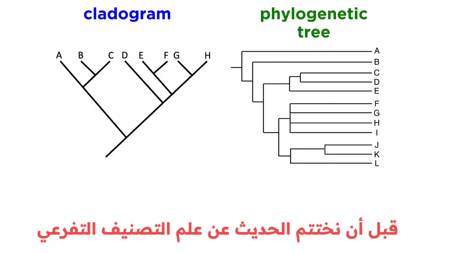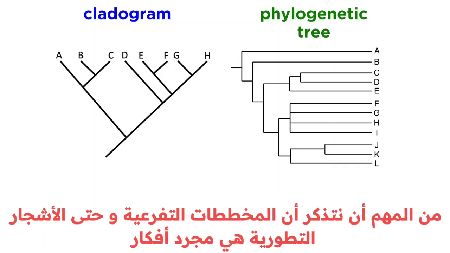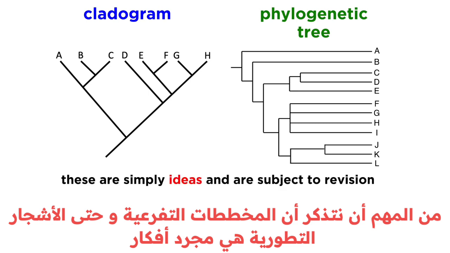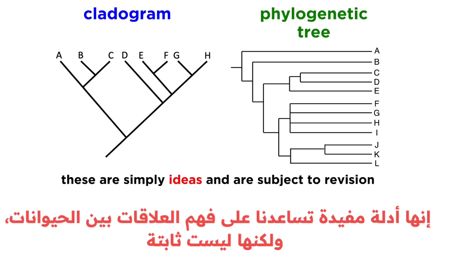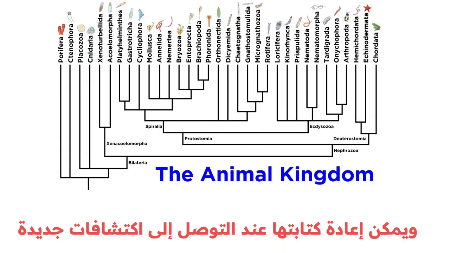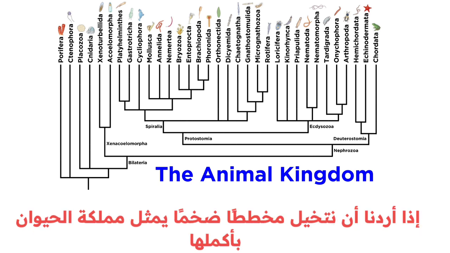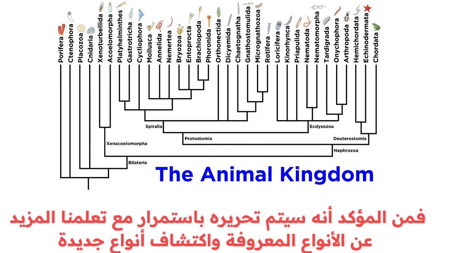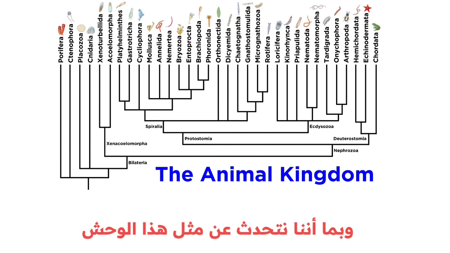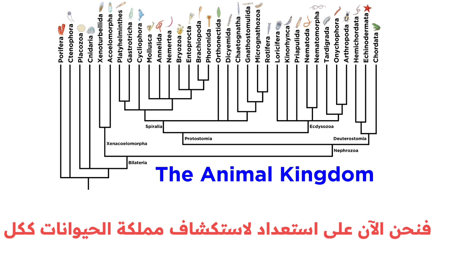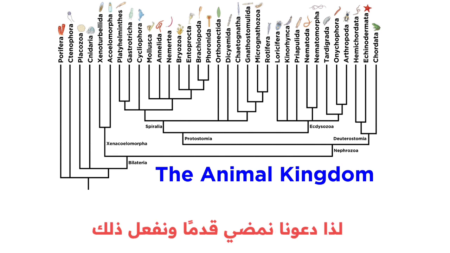Before we wrap up with cladistics, it's important to remember that cladograms and even phylogenetic trees are simply ideas. They are useful guides that help us to understand the relationships between animals, but they are not set in stone. They can be rewritten when new discoveries are made. If we were to envision a massive cladogram representative of the entire animal kingdom, this would undoubtedly be edited continually as we learn more about known species and discover new ones. Speaking of such a monstrosity, we are now ready to explore Kingdom Animalia as a whole, so let's move forward and do just that.